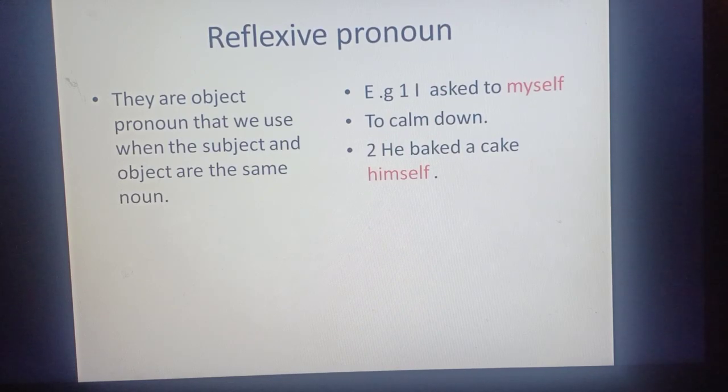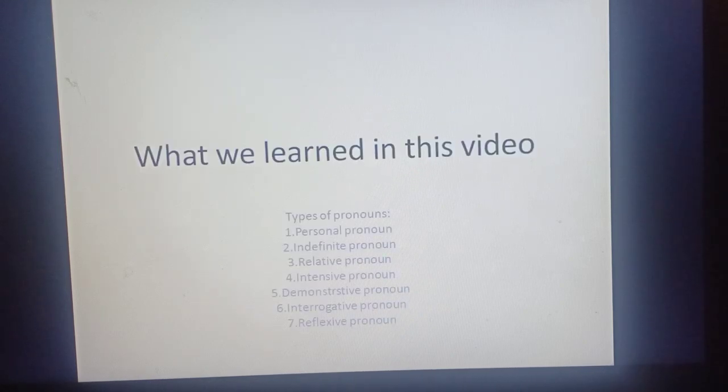Reflexive pronouns are the object pronouns that we use when the subject and the object are the same. I ask myself. I and myself are referring to me as a person. So they are referring to the same person, the same noun. I asked myself to calm down. He baked a cake himself.